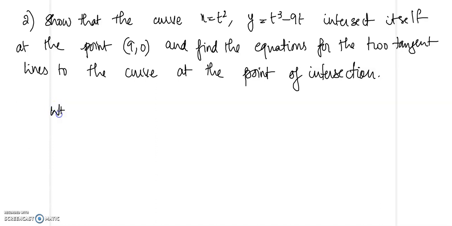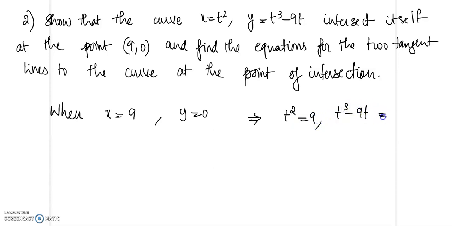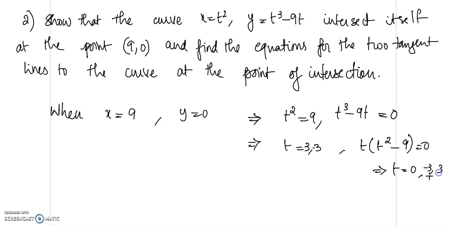When we have x equal to 9 and y equal to 0, so that implies we have t square equal to 9 and t cube minus 9t is equal to 0. Now t square equal to 9 gives us t equal to 3 and minus 3, and from here we will get t, then t square minus 9 equal to 0, so that will give t equal to 0, minus 3 and 3.